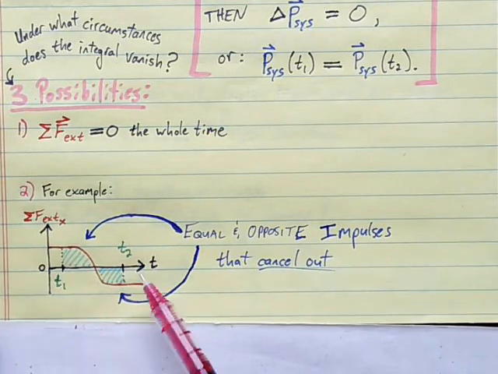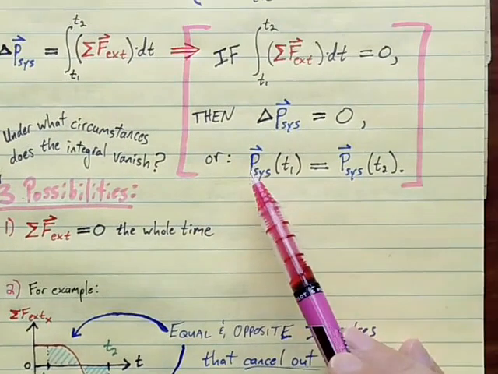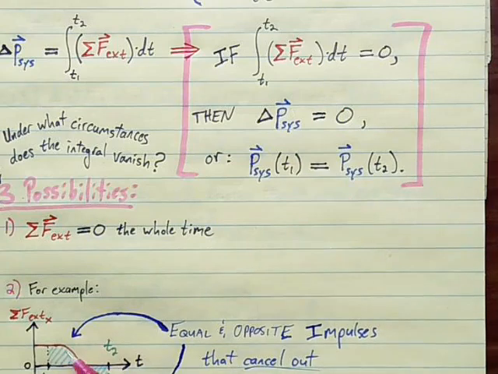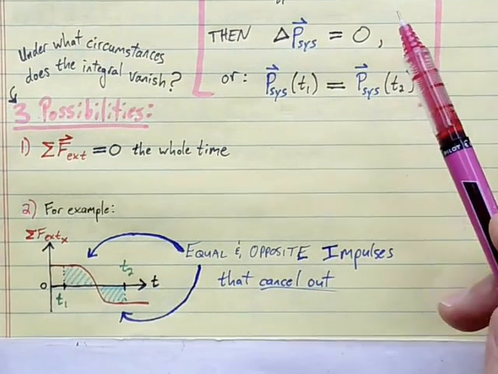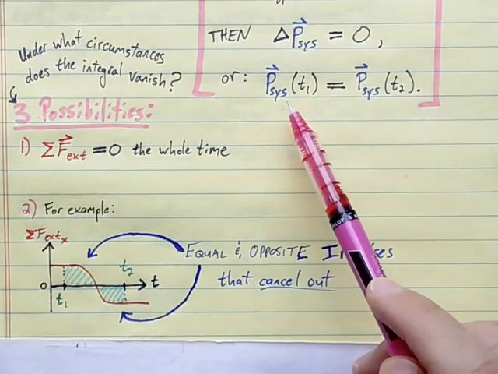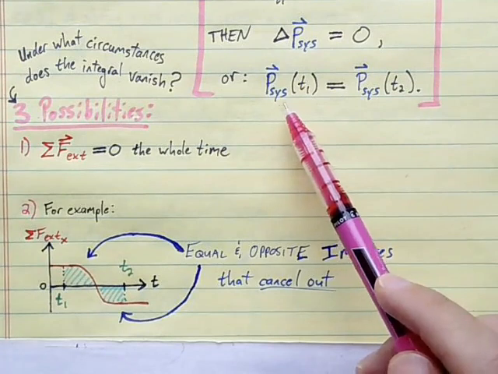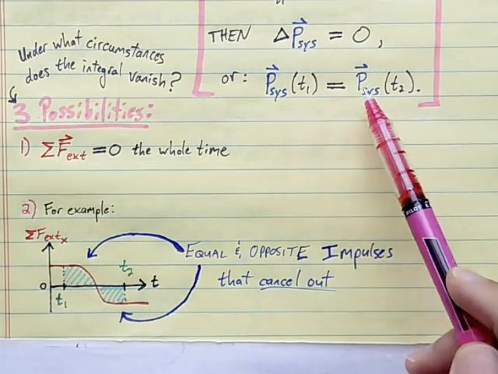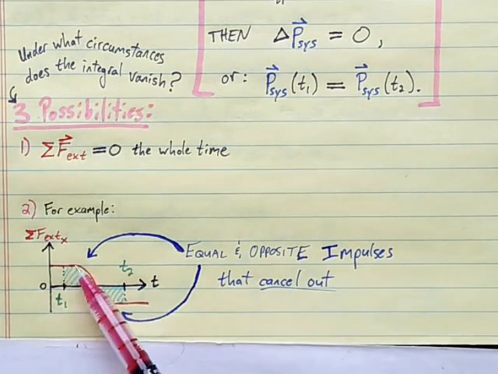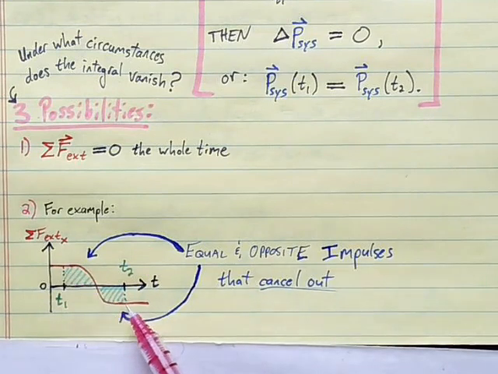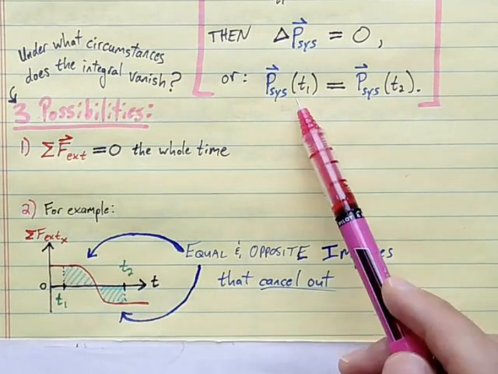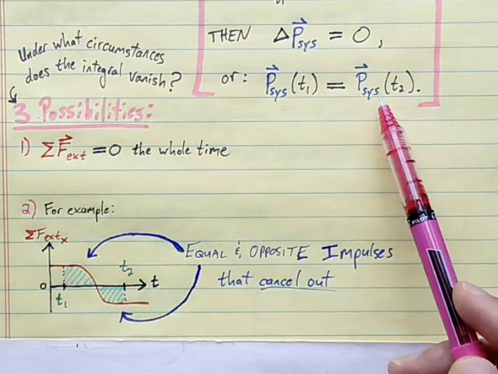So in this case, the integral here would vanish since the positive and negative contributions cancel, and the momentum at the end of the time interval would be the same as the momentum at the beginning. So we would say in one sense that momentum was conserved, but we would also have to acknowledge that the momentum of the system did change during that time interval. It increased for a bit, and then it decreased for a bit, and happened to end up back at the same value from which it started.